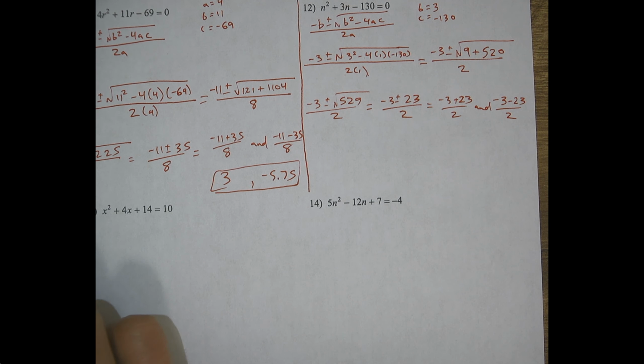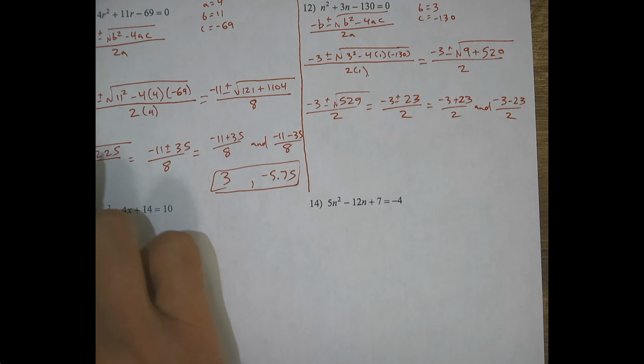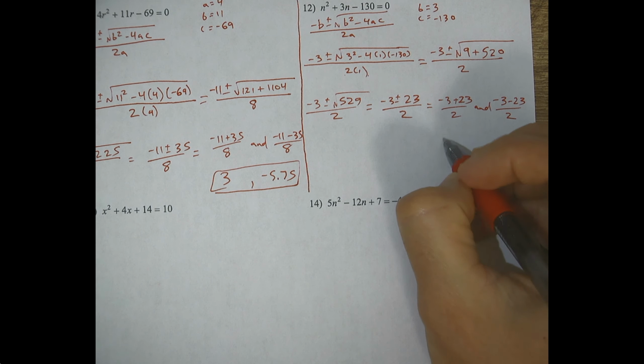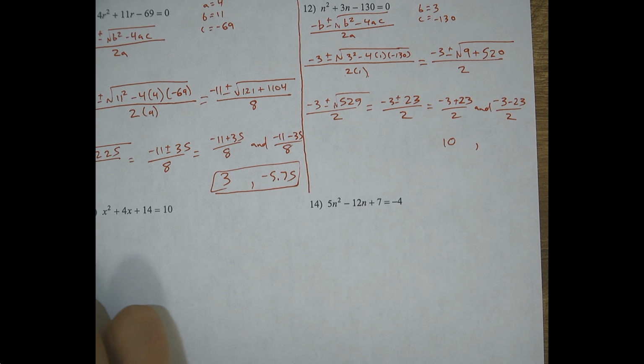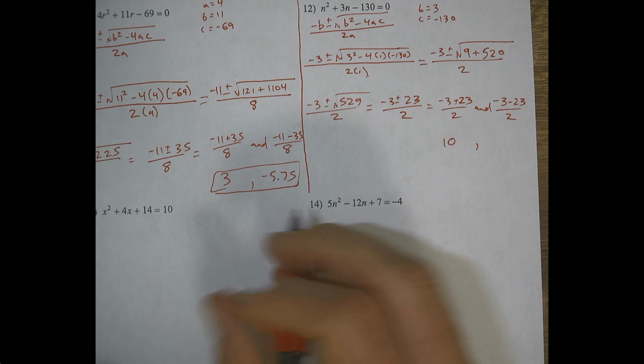So negative 3 plus 23, well, that's 20. Divided by 2 is 10. Negative 3 minus 23 divided by 2 is negative 13.